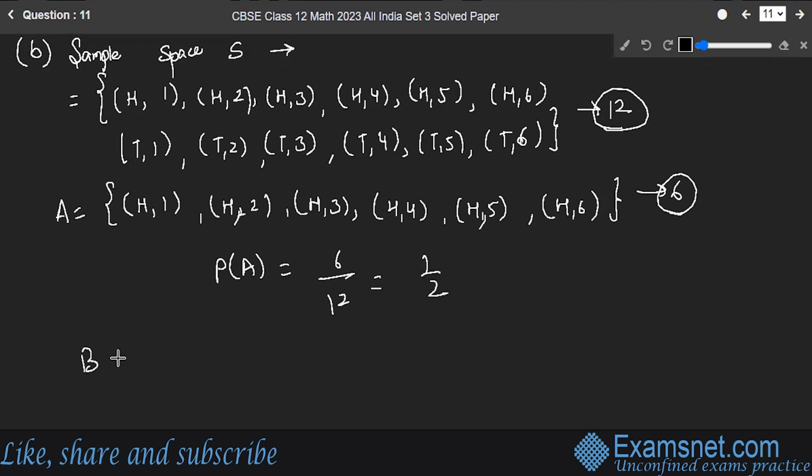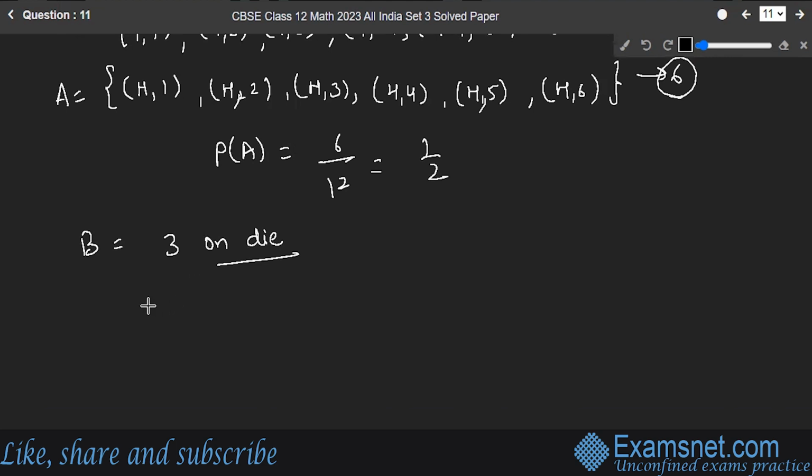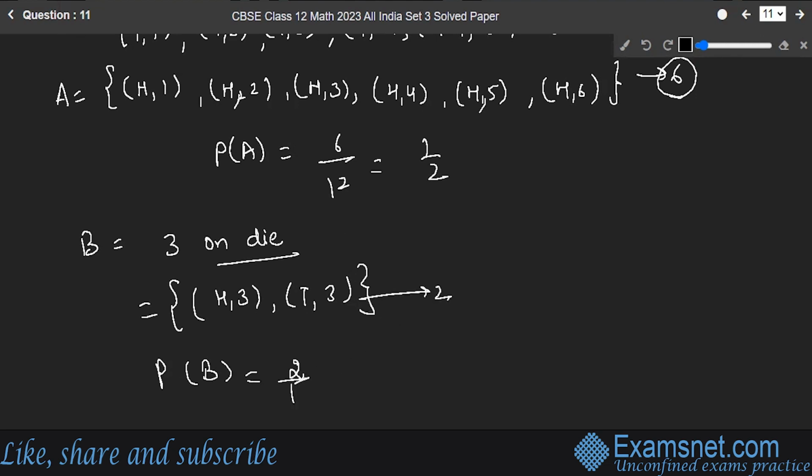Now, B says you want to have 3 on the die. So what are the possible ordered pairs in this case? That will be head and 3 or tail and 3. And the probability of event B will be, these are the two ways, so 2 upon 12, that is 1 upon 6.